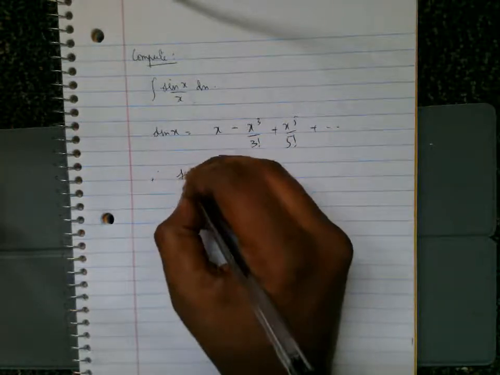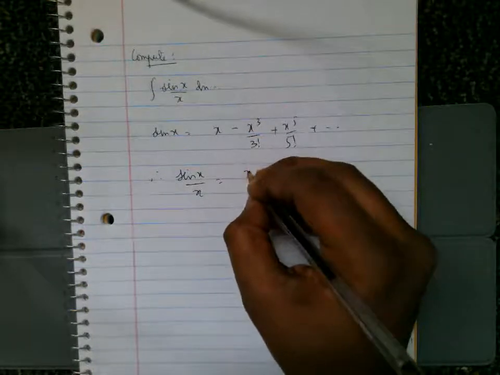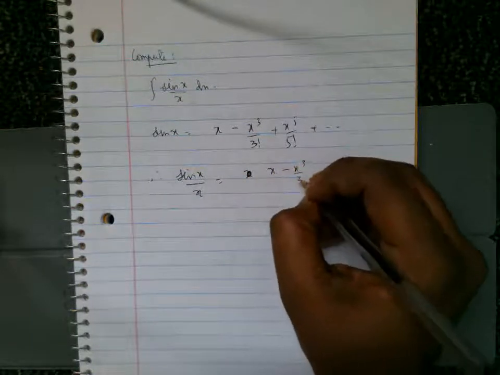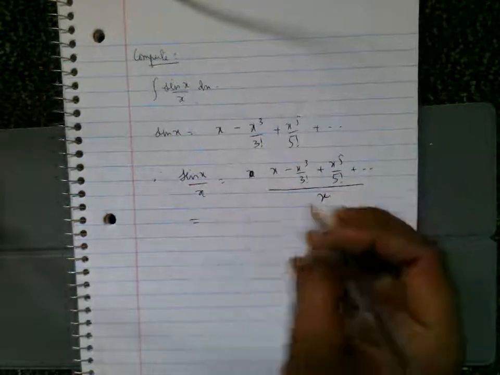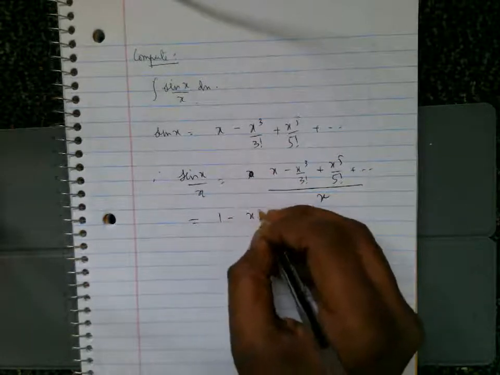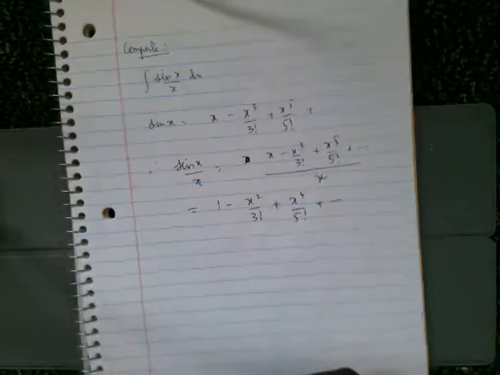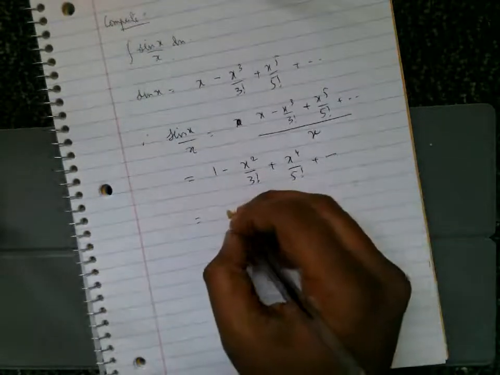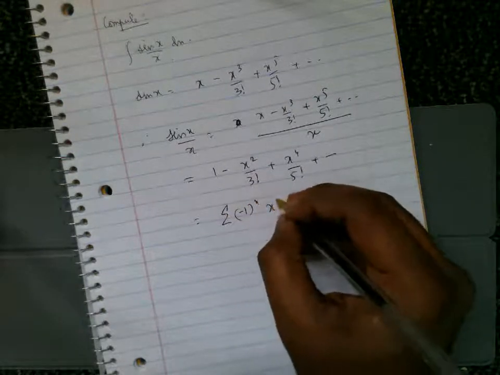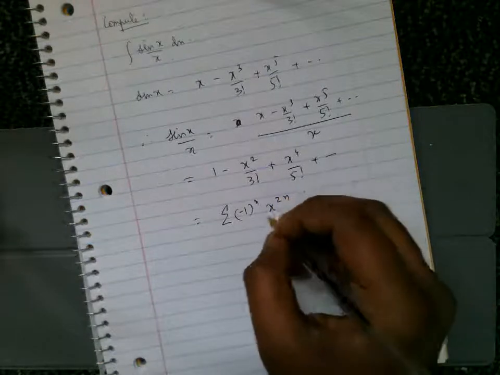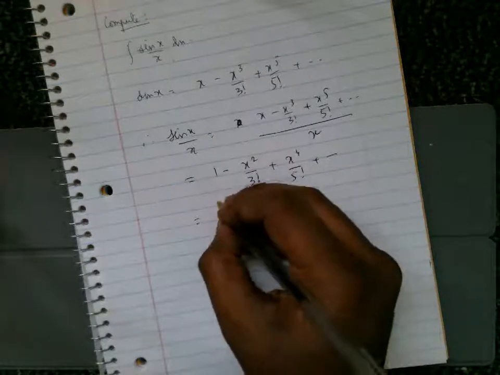Therefore sine x by x will have the Maclaurin series as x minus x cubed by 3 factorial plus x to the power 5 by 5 factorial and so on, divided by x. So this can be written down as 1 minus x squared by 3 factorial plus x to the power 4 by 5 factorial and so on. Or this can be thought of as the sum over n, minus 1 to the power n x to the power 2n by 2n plus 1 factorial, running from 0 to infinity.